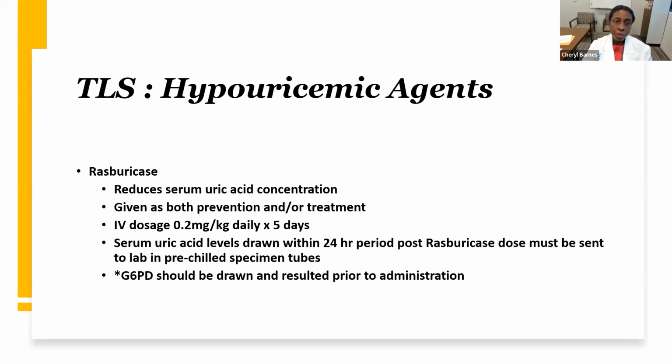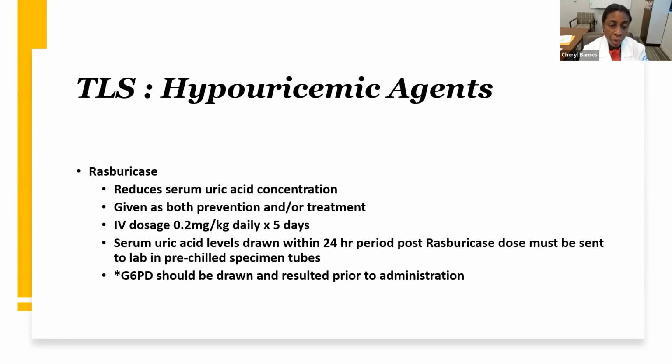The other hyperuricemic agent, which I talked about, is rasburicase. This reduces the serum uric acid concentration. This is given both as a prevention and is also one of the agents that we use most often for treatment. And the IV dose is 0.2 milligrams per kilogram daily times 5 days. Serum uric acid levels are drawn within 24 hours post rasburicase dose, and this must be sent to the lab in a pre-chilled specimen tube.